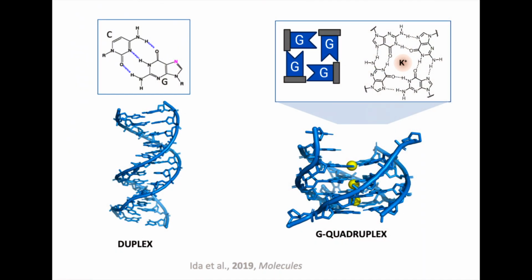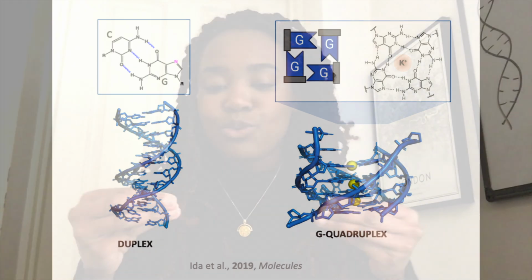And G-quadruplexes form through non-canonical hydrogen bonding between quartets of guanine bases. And this results in these 3D structures that are actually quite different to traditional duplex DNA.